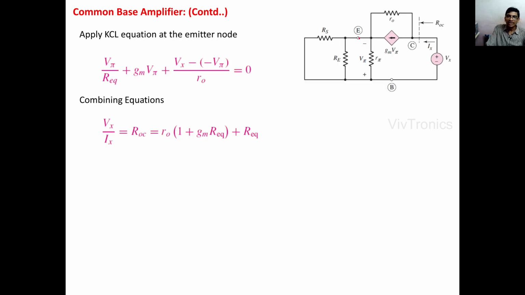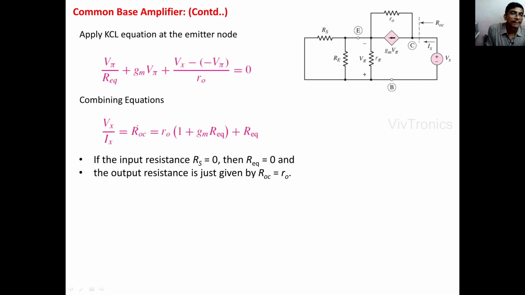Now we are going to apply KCL at node E, the emitter node. Here these three resistances can be replaced with a single resistance R equivalent. The input side current can be written as V pi divided by R equivalent plus GM V pi, which is one of the incoming currents, and another incoming current is Vx minus (minus V pi) divided by R0, that will be equal to 0. By combining these equations, we can get Vx divided by Ix, which is nothing but the output resistance ROC, equal to R0 into (1 plus GM R equivalent) plus R equivalent.